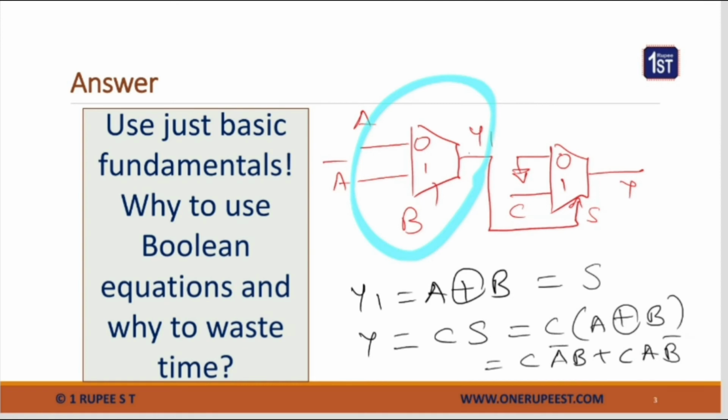Most of the time what happens is that you try to find the expression for Y1, then again try to find the Boolean values for Y1, and then try to create a truth table for the output multiplexer to get the expression for Y. Instead of that, this is the better technique, where you can directly get the answer.